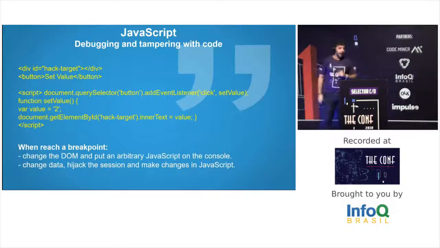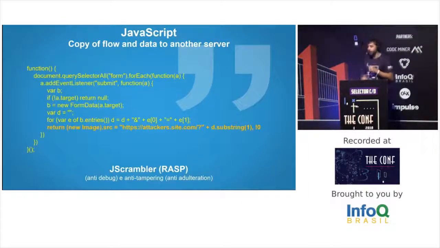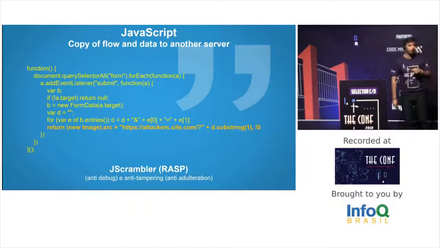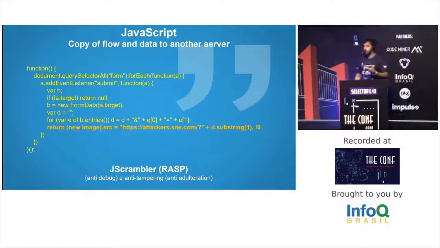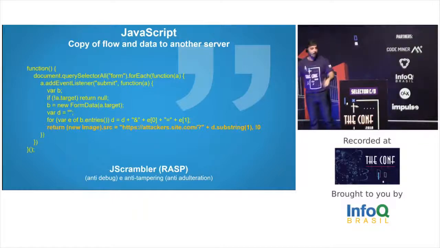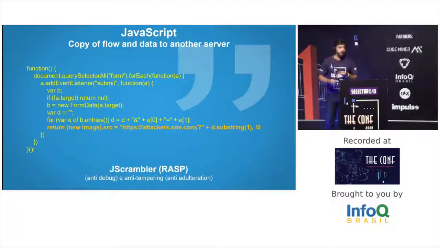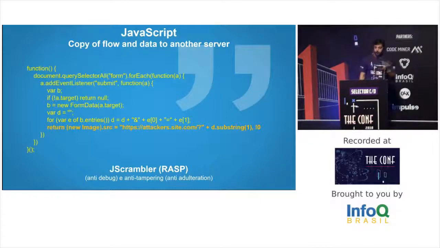Okay? What can we do about it? Think about the tools. For example, JS Scramble. Make notes about JS Scramble. It's a tool to protect your site or your web app against robots and JavaScript manipulations. Okay, this is a tool to protect your site. It's simple to find this tool.